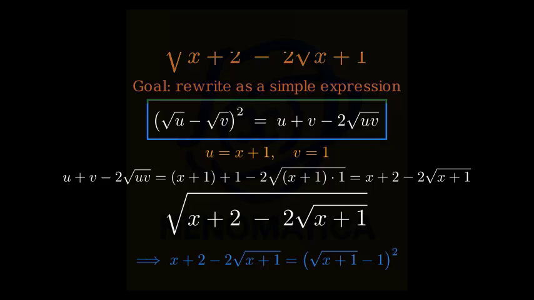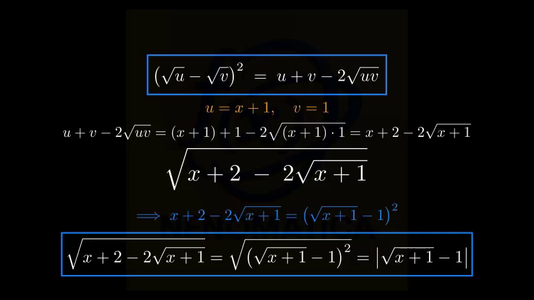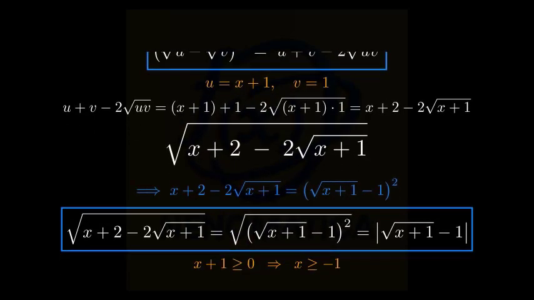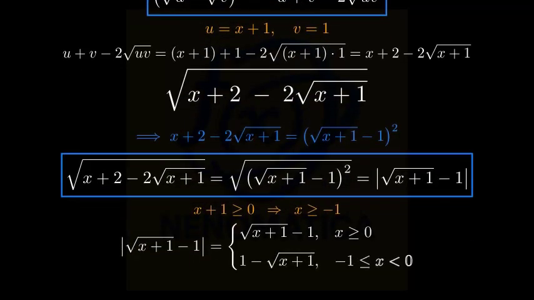So the expression under the square root is a perfect square. That means the original radical equals the square root of the quantity square root of x plus 1 minus 1, all squared, which simplifies to the absolute value of square root of x plus 1 minus 1. We must consider the domain. The inside x plus 1 must be non-negative, so x is at least negative 1. The absolute value becomes two cases.